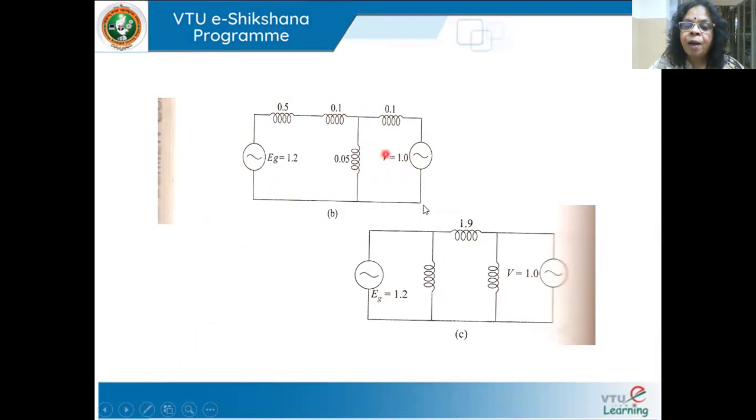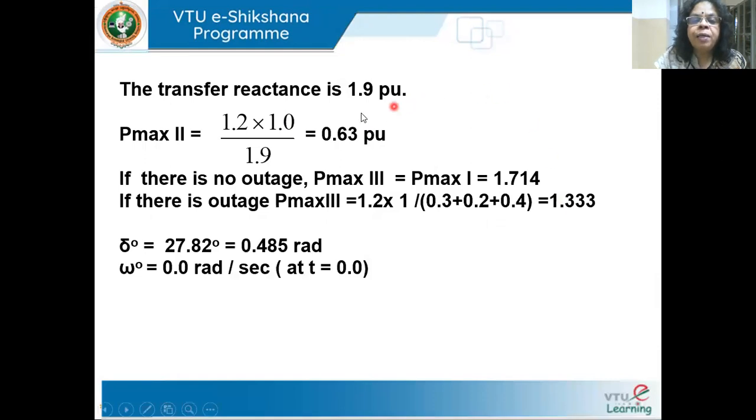So this star, again, I convert into delta, right? And this is of interest to me. This is my transfer impedance. I am interested in this transfer impedance, so that is 1.9. Now I calculate the Pmax 2, the maximum power during the fault, which is 1.2 E into V by X. X during fault is 0.63. Clear? So this is the maximum power during the fault.